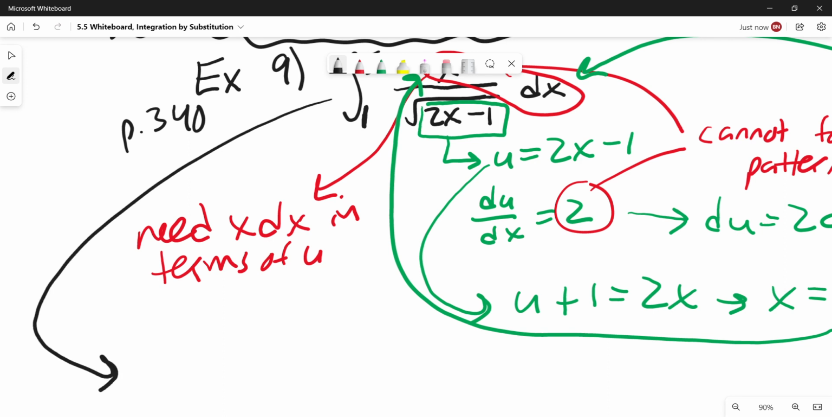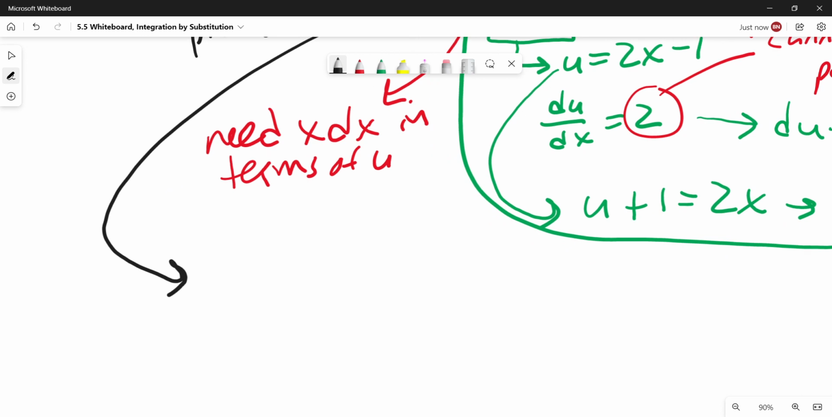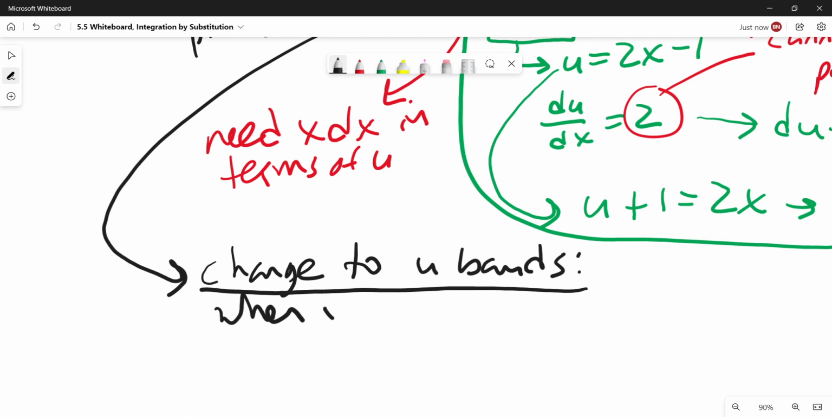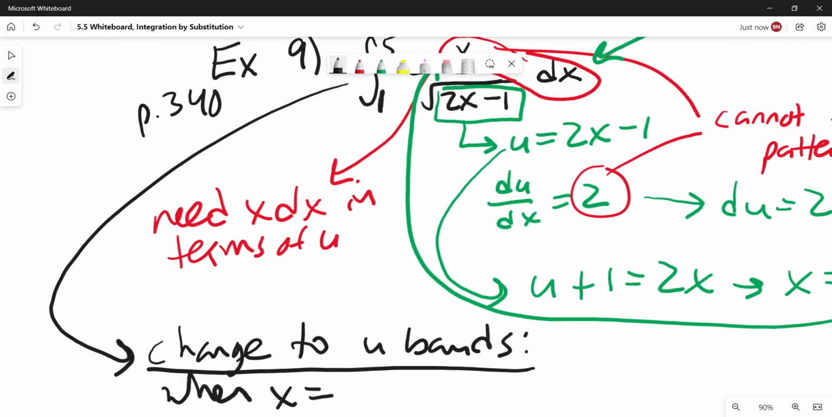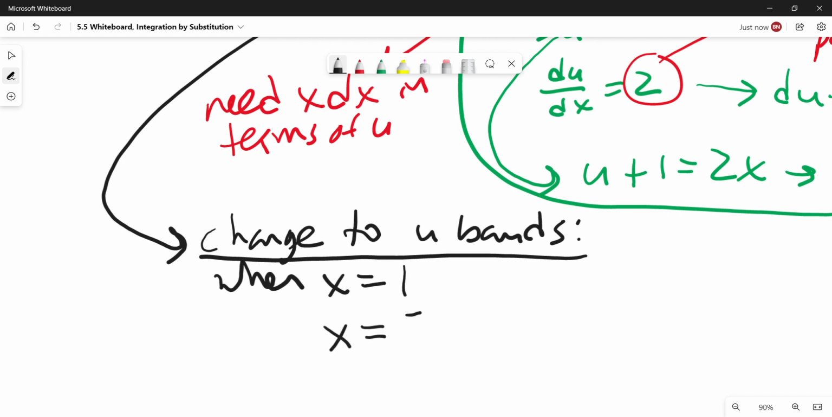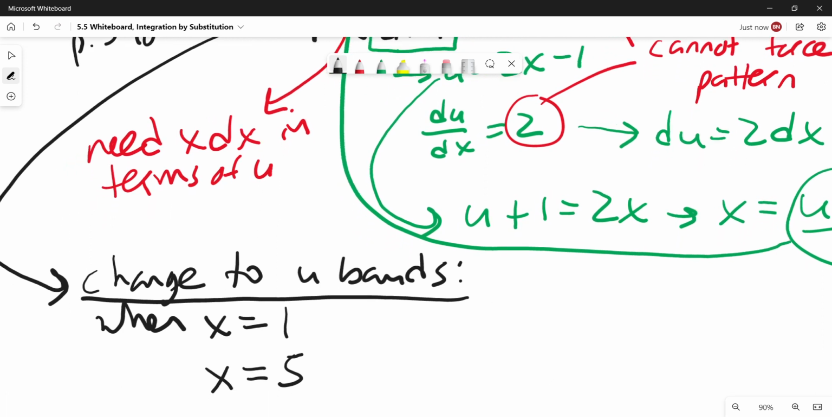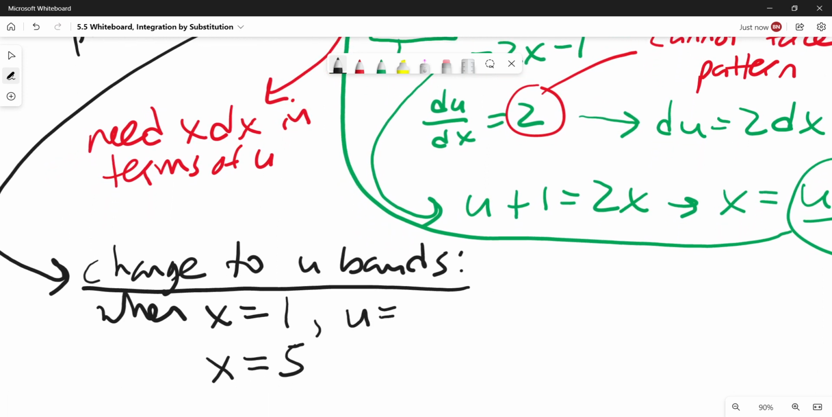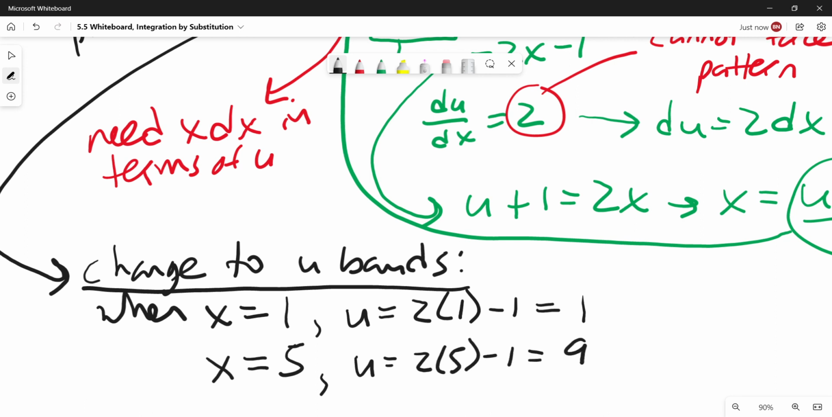Okay, so we need to change to u bounds. Our bounds were 1 and 5, x equals 1 and x equals 5. And our formula is u equals 2x minus 1. When x equals 1, u equals 2 times 1 minus 1, which equals 2 minus 1, which is 1. When x is 5, u equals 2 times 5 minus 1, which equals 9. So the 1 stays 1 coincidentally. The 5 goes to a 9. Okay.